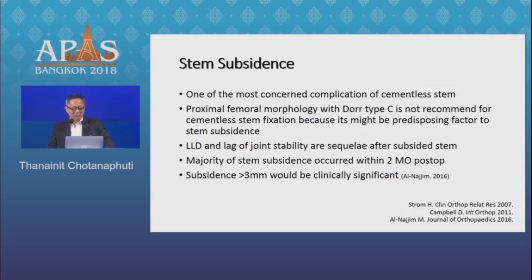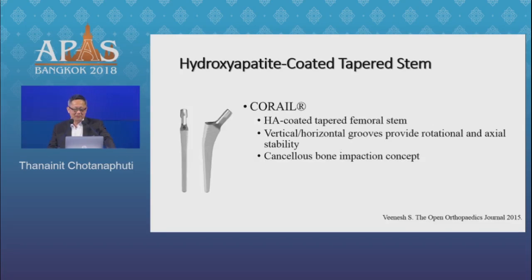Mostly the proximal femoral morphology, the Dorr type, is not recommended because it's going to be easy for the subsidence. When it's subsidence, they're going to have joint instability and limb length discrepancy. Mostly the majority of the stem subsidence happens in the first 2 or 3 months after surgery. And if the subsidence is 3 mm, it would be clinically significant.